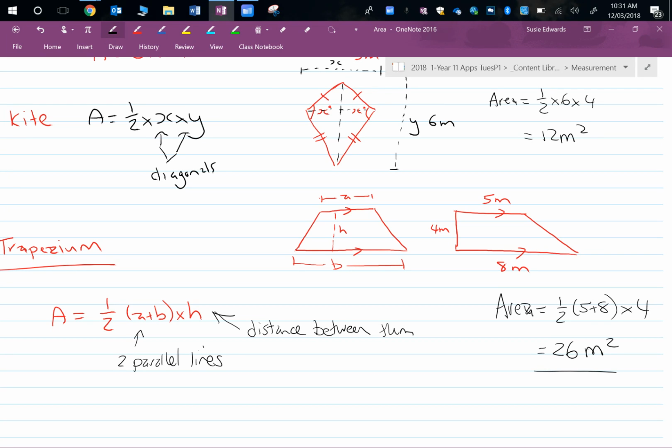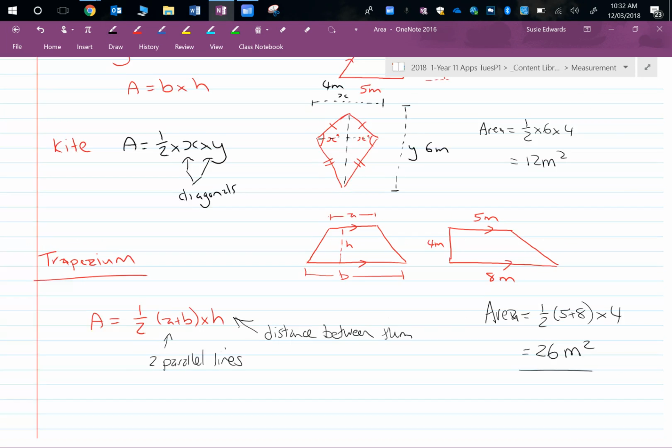All right, any questions on the formulas? You will be given a formula sheet, but you do need to know what those formulas actually mean and how to use them. That's the main thing. You're never going to just be asked to do a simple formula. It's going to be about actually applying what you know.